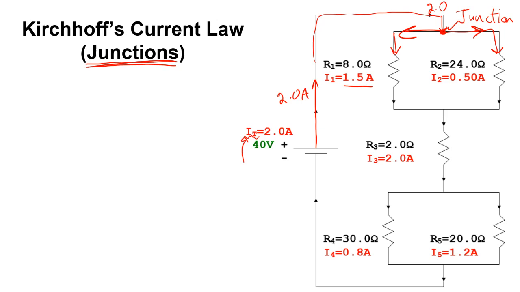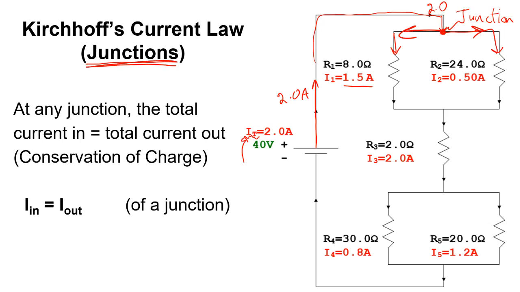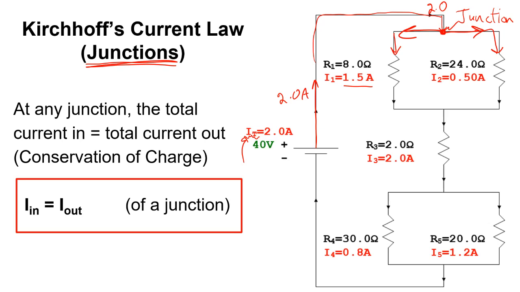So the big idea with Kirchhoff's current law is that at any junction, the total current into that junction has to equal the total current out. Okay, and that all has to do with the conservation of charge. We can't have charge, or electrons or coulombs, that just disappear as they go into or out of a junction. Okay, in short form, I in equals I out of a junction, or current into equals the current out of a junction.